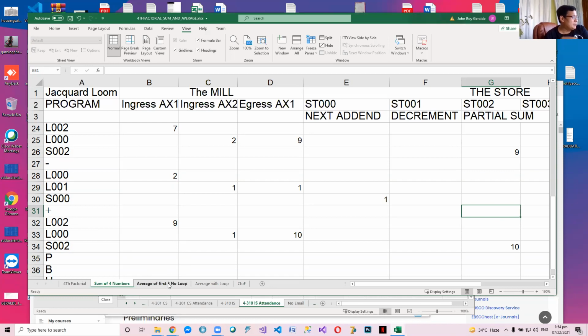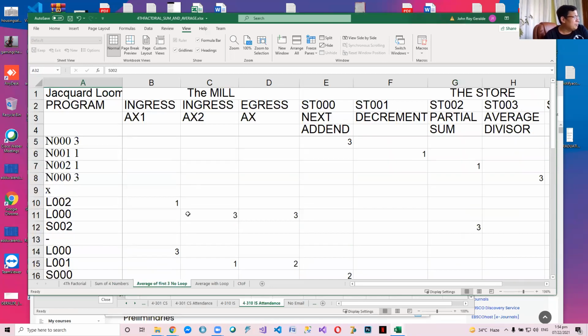So anyway, let's proceed to the average. The problem with computing the average is if we are going to divide by the next addend, because we store it here, the next addend will be gone by the time we are finished with the computation of the sum. Do you follow? It will be gone because we are going to constantly decrease it by 1. So at the end, we will not have the final addend as a divisor in order to compute the average. So we are going to use a third storage, which is ST003, to store the average divisor. Do you follow? Do you see the worksheet? Let me erase first.